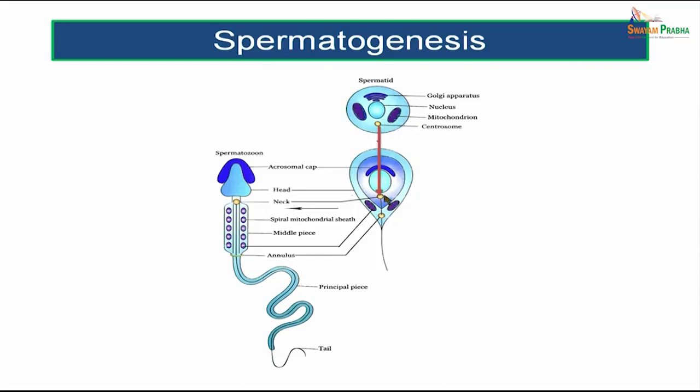Then you have the centrosome, which is dividing into proximal and distal centrioles. The proximal part will be giving rise to the neck, and the distal part to the annulus. Then you have the mitochondria, which will be forming a sheath around the middle piece. So, these are the final parts of a sperm. It has got an acrosomal cap, a head, a neck, a middle piece which is wrapped with the mitochondrial sheath, and the principal piece and the tail. So, these are the different parts of a sperm.